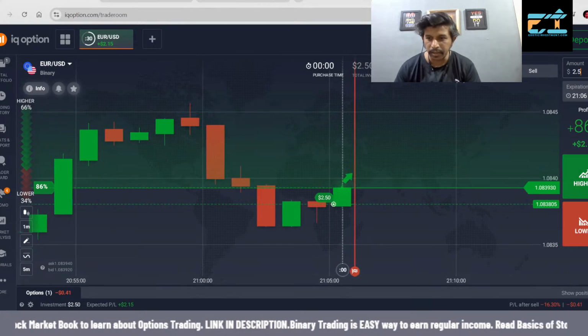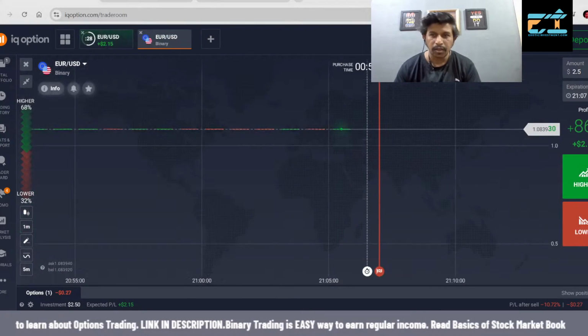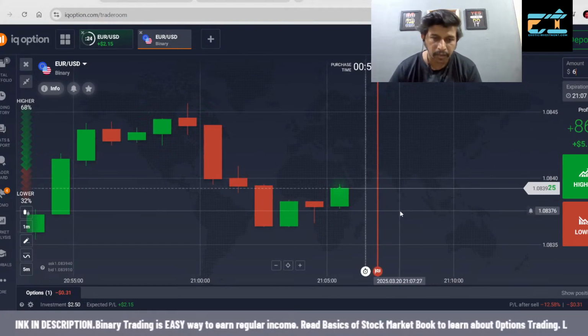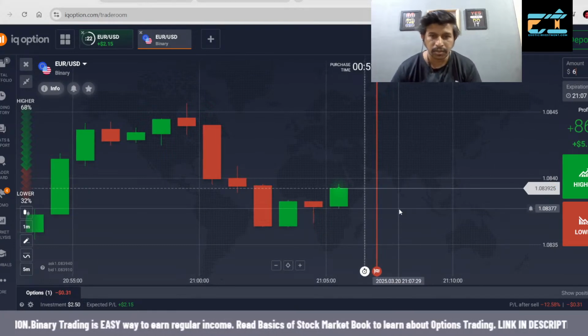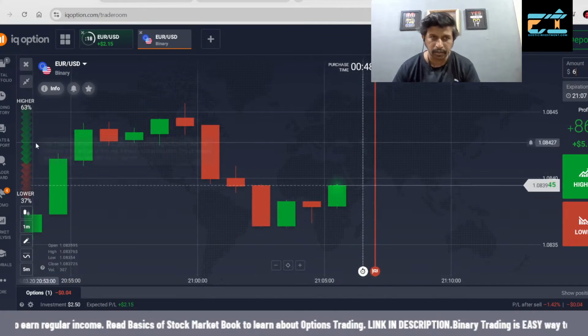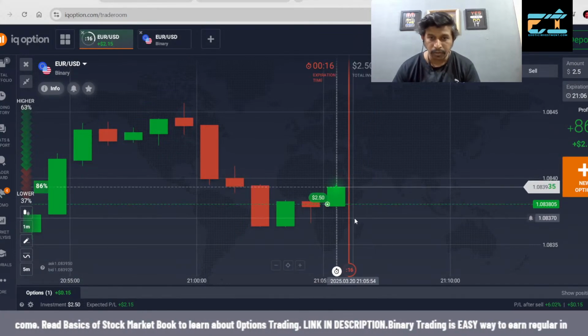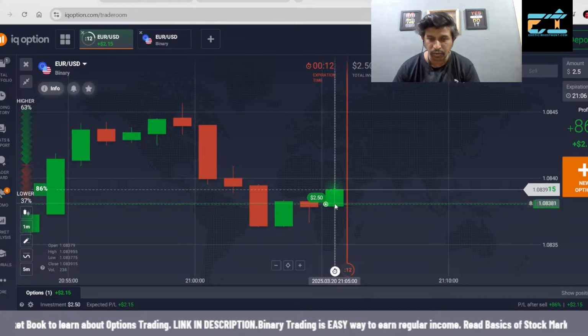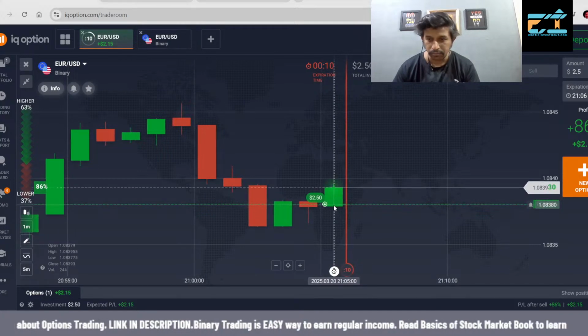And I have to be ready for the next trade. And I'll put $6 here. I'll have to be ready because sometimes it just turns red. And look at the trade where I have actually taken. I have not taken it exactly at zero. That is the open.